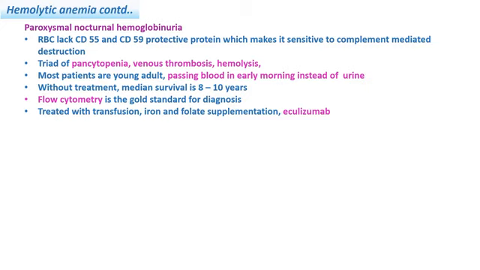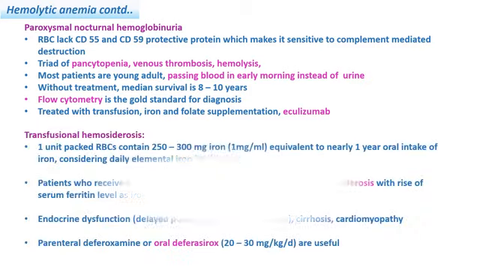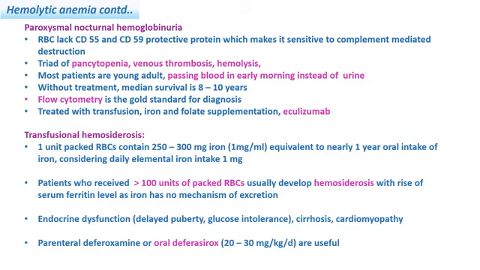Treated with transfusion, iron, folate supplementation, eculizumab. Transfusional hemosiderosis. 1 unit of packed RBC contains 250 to 300 mg iron, equivalent to nearly 1 year of oral intake of elemental iron, considering daily elemental iron absorption is around 1 milligram. Patients who receive more than 100 units of packed RBC usually develop hemosiderosis with rise of serum ferritin level, as iron has no mechanism of excretion.